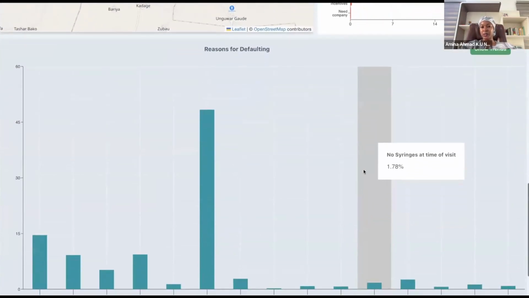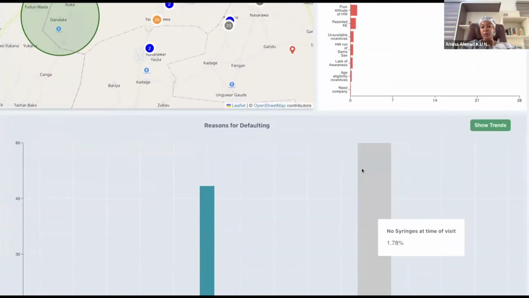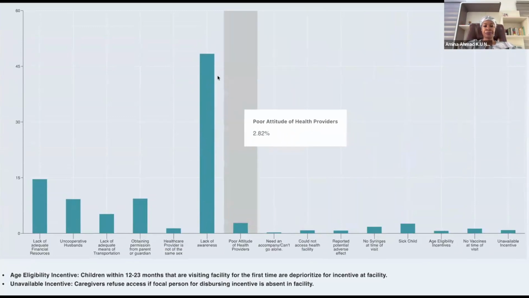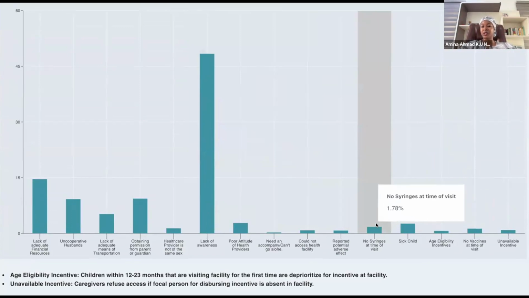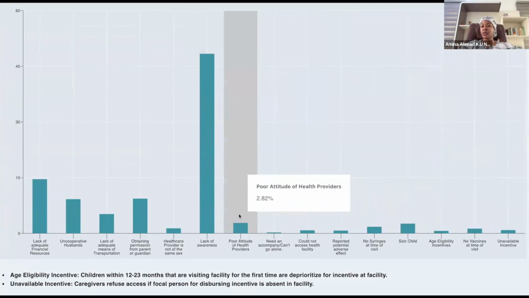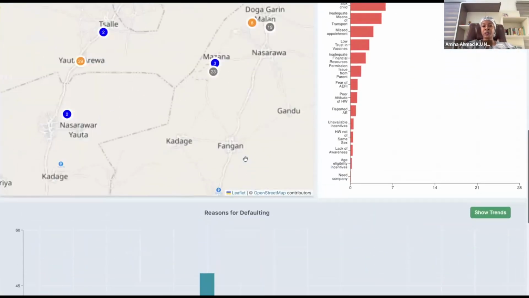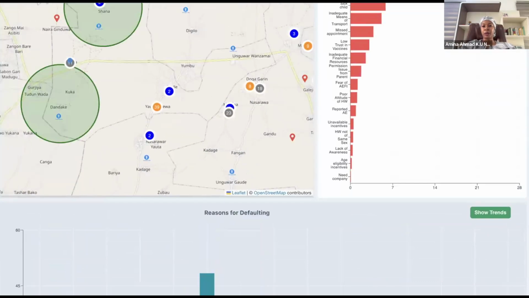And then we also have reasons for defaulting. It's different from being a zero dose. We have issues like lack of awareness, no syringes. Sometimes it's a supply side issue. So they might go and then there is no syringe or no vaccine. Poor attitude of health workers is also a concern in some areas. So basically this is it for the dashboard. Femi will round it up with just talking briefly on the challenges.